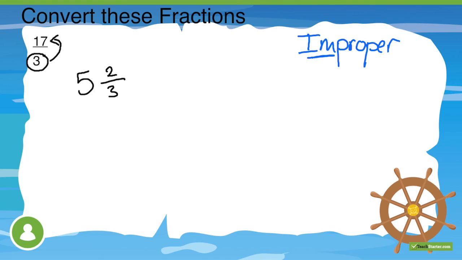Alright, so the denominator stays the same. We just say how many times does the denominator fit into the numerator, which is 5 times, and that becomes our whole number. And then we say how many is left over? That's 2 over the denominator. So that's how we convert from an improper fraction into a mixed fraction. What about the other way around?